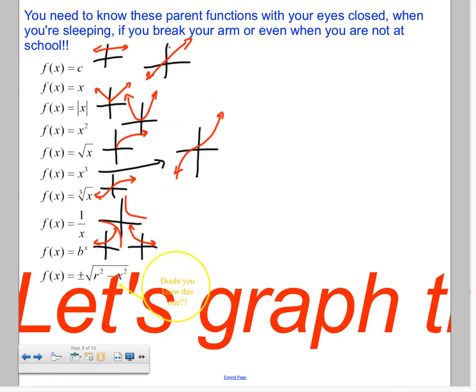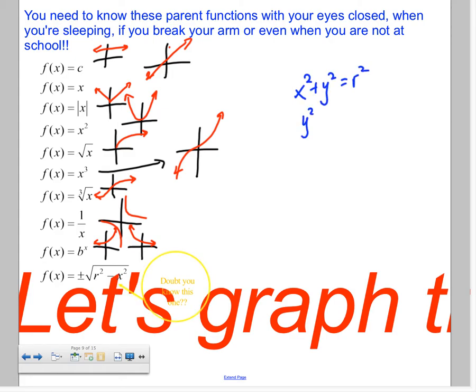Now the last function may be new to you. It says f of x equals plus or minus the square root of r squared minus x squared. I'm doubting you know this one, so I'm going to go through where it comes from. You may remember from geometry that an equation of a circle is x squared plus y squared equals r squared.